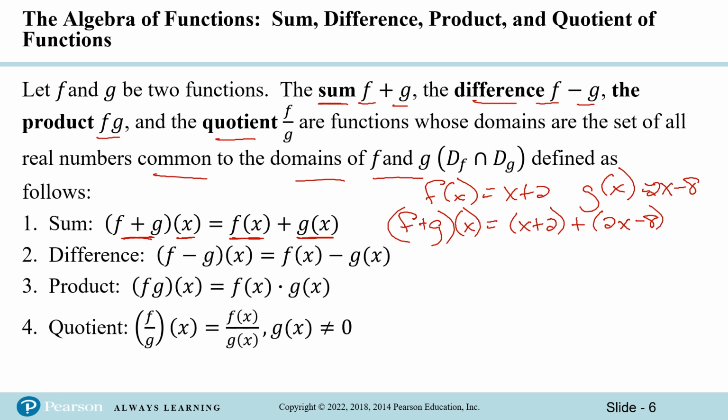Quotient, we divide. You do have to be careful, though, when we are dividing to make sure that g of x is not equal to 0. Because we cannot have 0 in the denominator, that would be undefined.